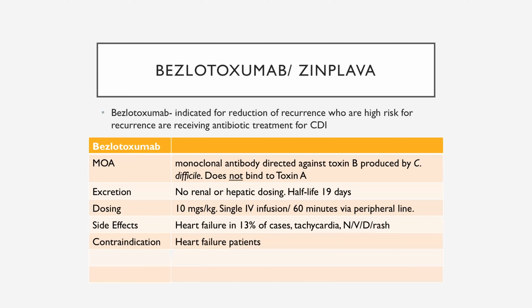I had mentioned some of the medications we've used, so I'll just quickly go through those. So Zinplava, I mentioned, indicated for reduction of recurrence for CDI or high-risk recurrence for CDI. This is a monoclonal antibody. It's actually directed against the toxin B. So out of the two toxins, A and B, this binds to B. So if you're at a hospital who tells you which toxin they actually isolate, then this can be very helpful for that. It's a one-time infusion, takes about an hour. The only thing you really got to watch out for is it can exacerbate heart failure. So watch out for those patients.